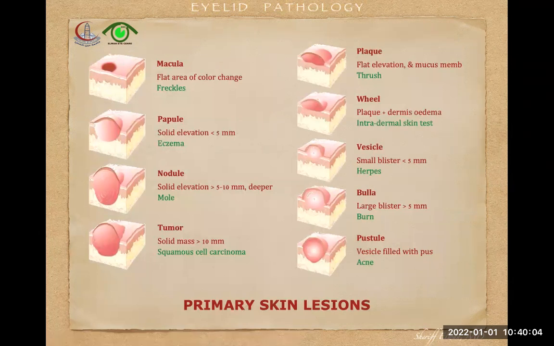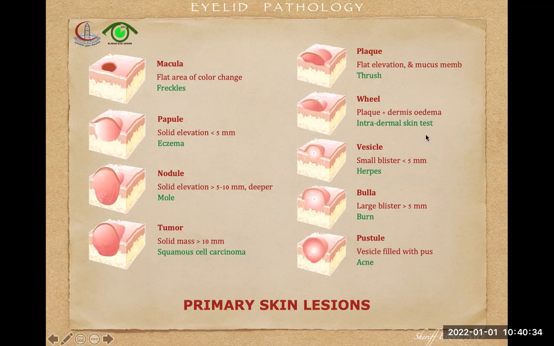Just a reminder of the primary skin lesions: the macula, the papule, the nodule, the tumor, the plaque, the wheal, the vesicle, the bulla, and the pustule. The macula is just flat, may occur in freckles. The papule is a solid elevation less than 5 millimeters. Between 5 and 10 millimeters, it's called a nodule. If it is bigger than 10 millimeters, it's a tumor. And if this elevation is flat, it's called a plaque.